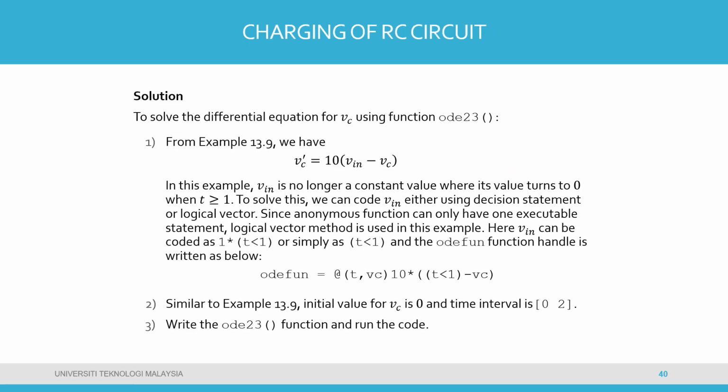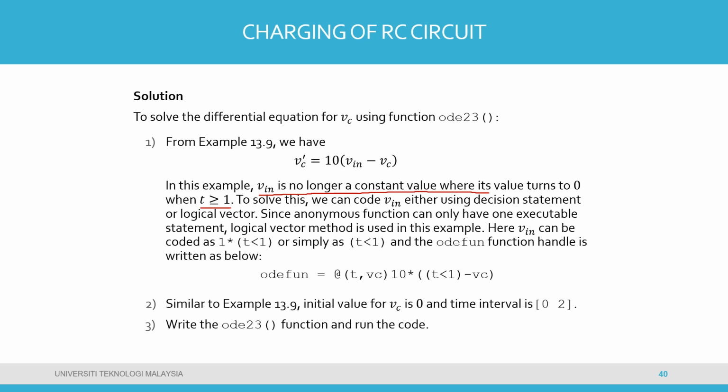Okay, so the solution is, if you refer back to example 13.9, you can get this equation. If you look at example 13.9, it is actually divided by 0.1, but if you simplify it, it will become 10. So this is the original formula, and of course V in is no longer a constant value, and turns to 0 when t is more than or equal to 1.